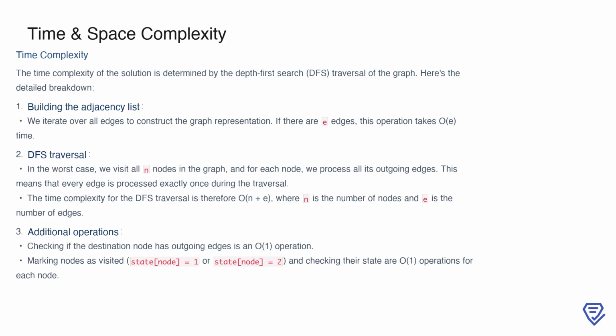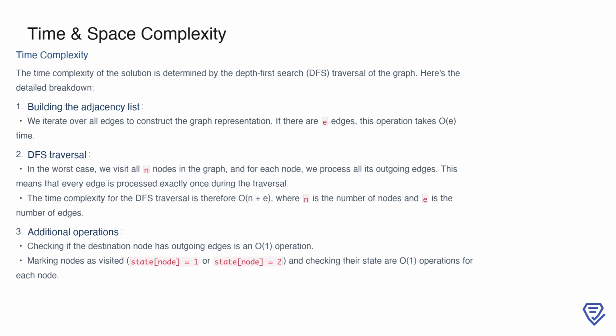The time complexity of our solution is driven primarily by the depth-first search, or DFS, traversal of the graph. First, we need to build the graph using an adjacency list. This involves iterating over all the edges, so if there are e edges, this step takes O(e) time. Next, during the DFS traversal, we visit all the nodes in the graph. For each node, we process all its outgoing edges, meaning that every edge is processed exactly once. This traversal results in a time complexity of n plus e, where n is the number of nodes and e is the number of edges.